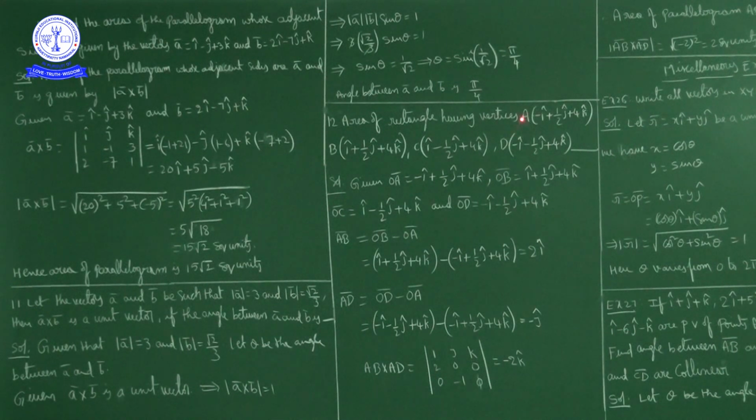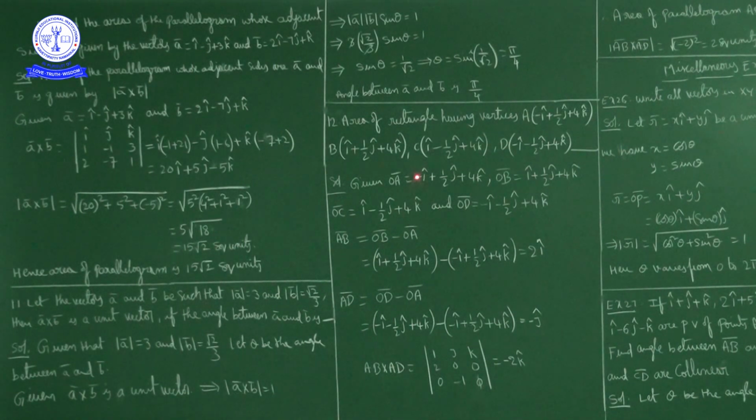Area of the rectangle having the vertices A minus i cap plus 1 by 2 j cap plus 4 k cap, B i cap plus 1 by 2 j cap plus 4 k cap, C i cap minus 1 by 2 j cap plus 4 k cap, D minus i cap minus 1 by 2 j cap plus 4 k cap. Area of the rectangle having vertices with these position vectors, that is OA bar, OB bar, OC bar, OD bar.